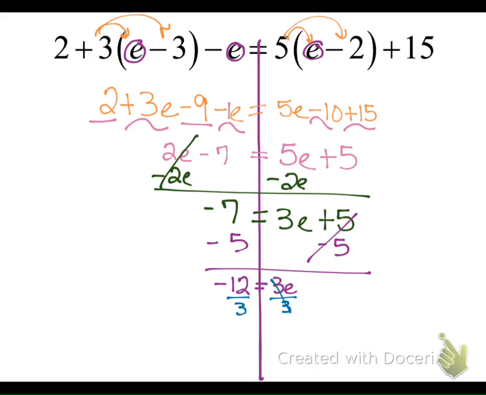Okay. So then negative 12 divided by 3 is. Say it again. It's 4. But I'm not done. Well, negative 12 divided by 3. Negative 4. Now I'm done.